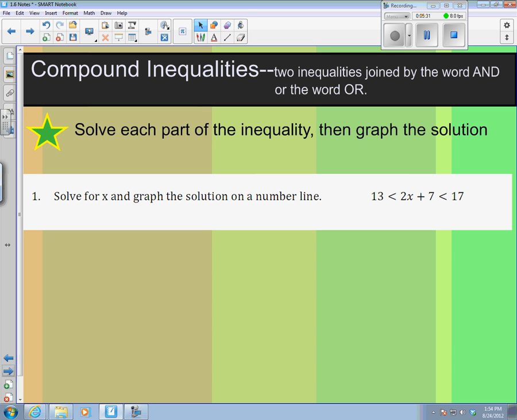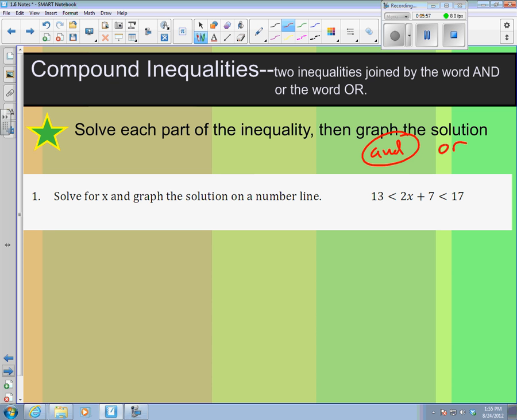Okay, now to get to the solving part. Solve each part of the inequality, then graph the solution, and we will do that on the number line. This is a compound inequality because there's two inequalities. We have less than and less than. Now, the question is, is this an and or an or statement? I don't know. Well, actually, I do know. It's an and statement, and this is why.